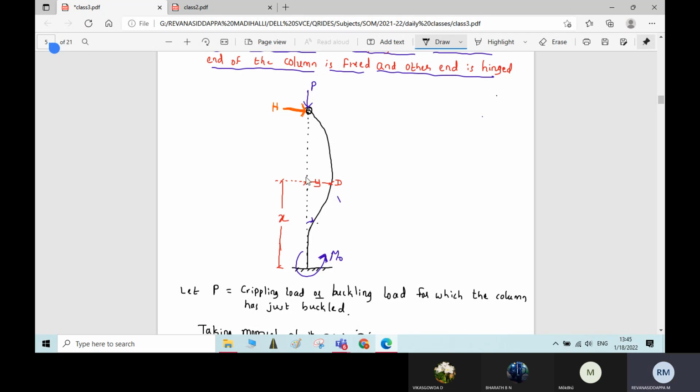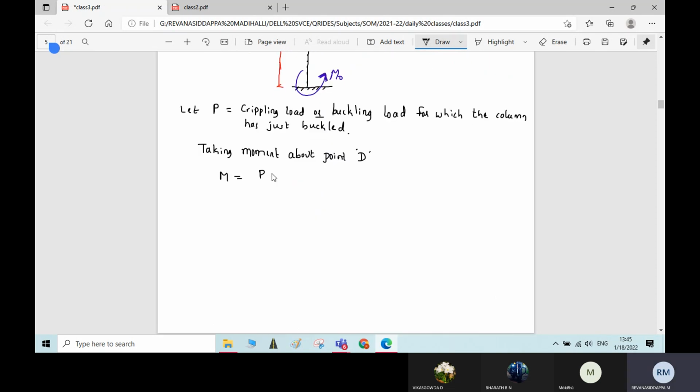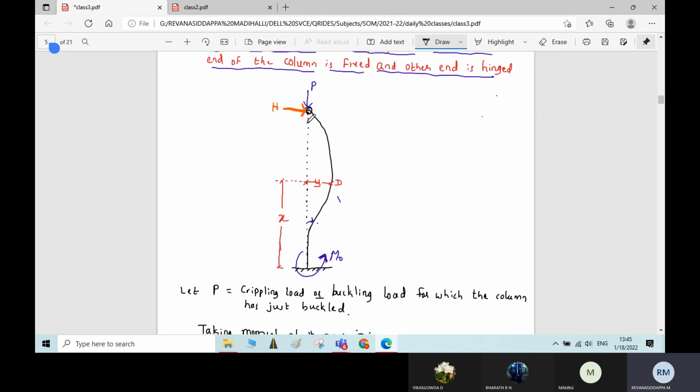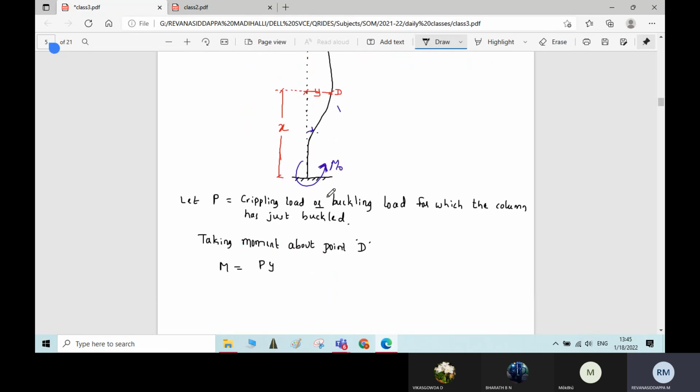Here we have the line of action of the force P, this dotted line itself. From that line of action of force P, we need to measure the distance of point D. So Y is the perpendicular distance from the line of action of force P. So P into Y. What about the sign, plus or minus? The deflected shape of the column is in the form of concavity, so the sign is negative.